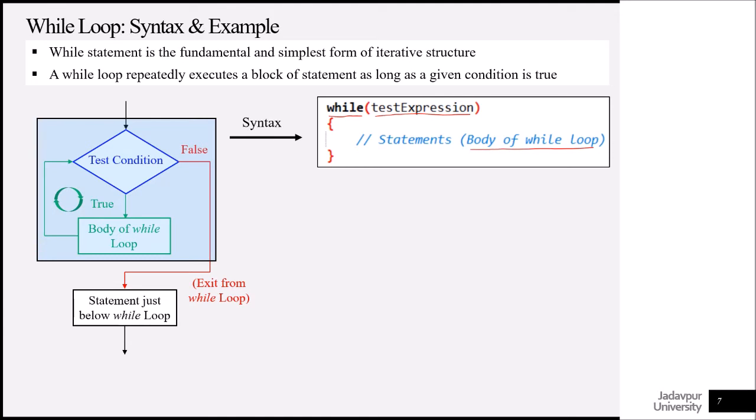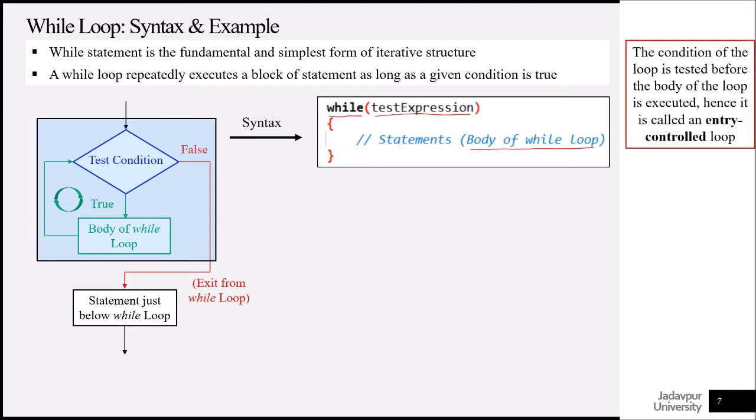Now it is quite clear to see here that the test expression is situated right before the body of the while loop. So the condition of the loop, the test condition, is tested or evaluated before the body of the loop is executed. Hence, it is an example of an entry control loop. Later on, we'll see an example of an exit control loop.